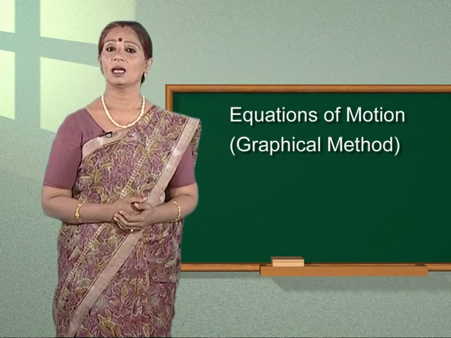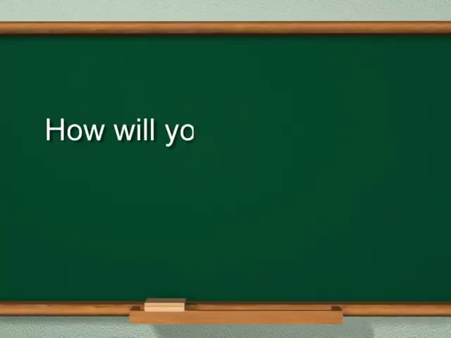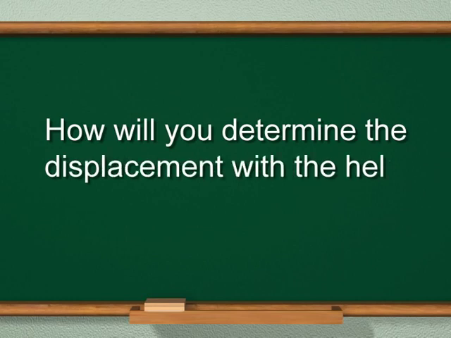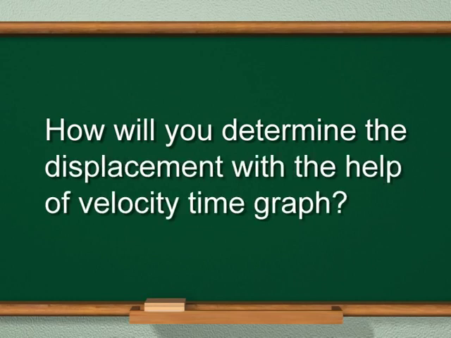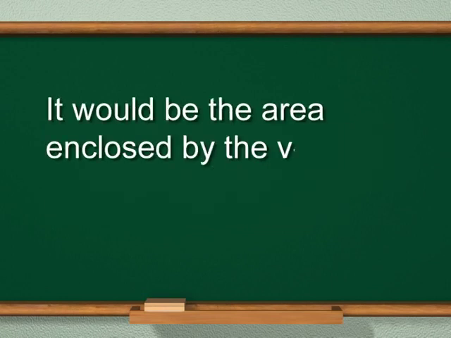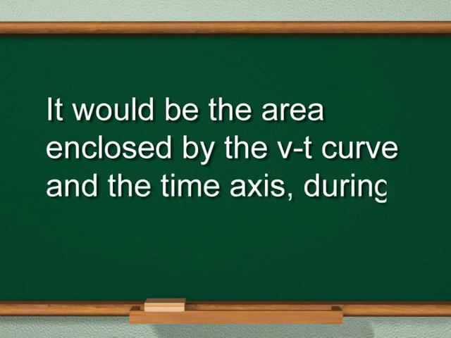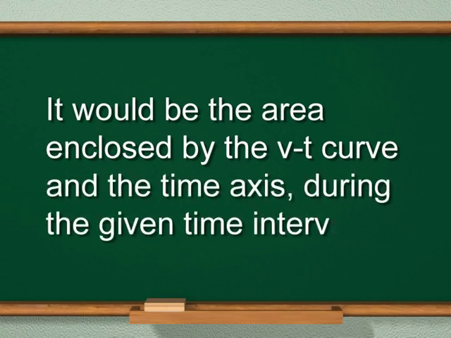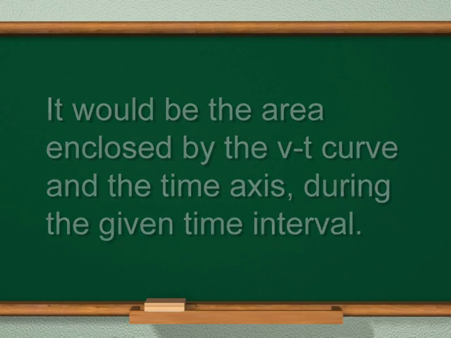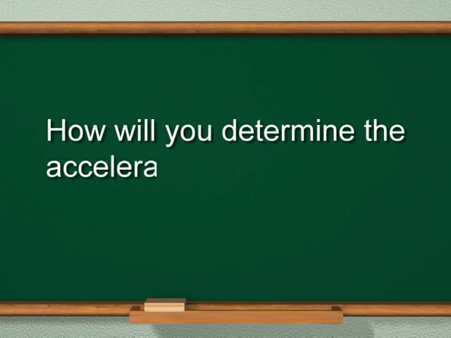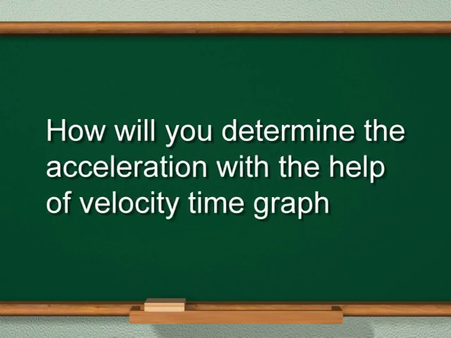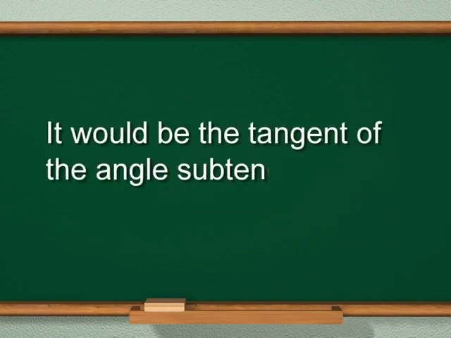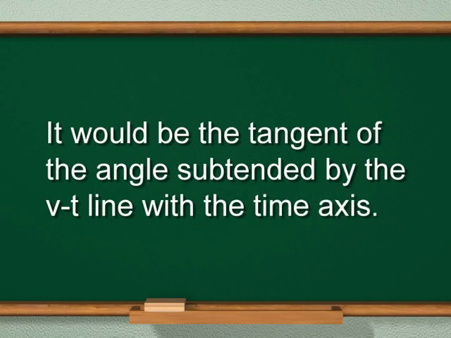My first question is, how will you determine the displacement with the help of a velocity time graph? The answer says it would be the area enclosed by the Vt curve and the time axis during the given time interval. The next question is, how will you determine the acceleration with the help of velocity time graph? The answer is, it would be the tangent of the angle subtended by the velocity time line with the time axis.